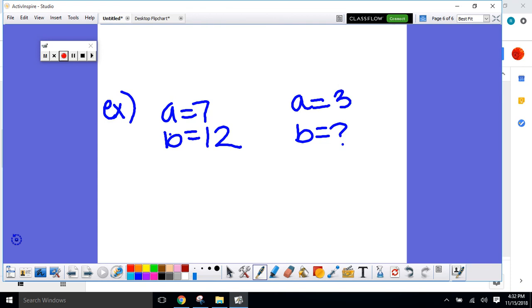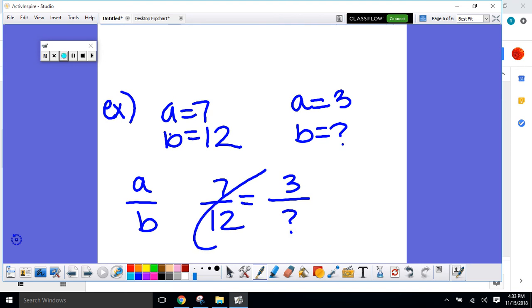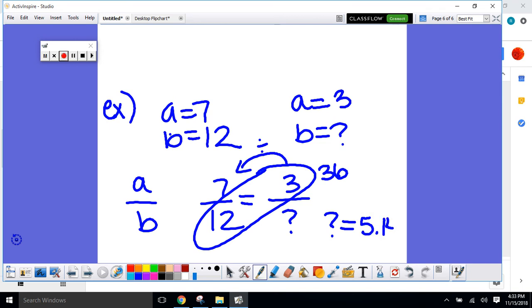You're not always going to get nice numbers, but again, if I want to do it as a proportion, I'm going to put my A's on the top and the B's at the bottom. 7 over 12 equals 3 over question mark, right? So I'm going to cross multiply. 12 times 3 is 36, and I'm going to divide by 7. So 36 divided by 7 gives me 5.14. So the B that I'm missing is actually 5.14. Now again, this is doing it with a shortcut, right?